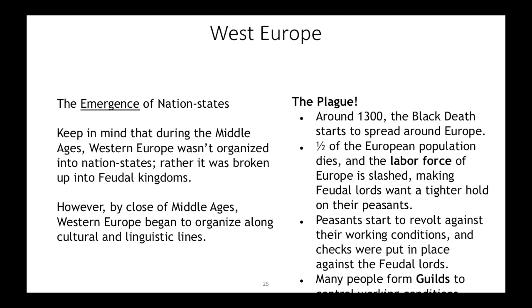So the feudal system eventually gives way to a system of states, and we see the emergence of nation states. Nation states don't develop fully in this time period, and we'll explain what that is. The first nation state actually appears around 1789, and so we'll get to that when we review Unit 5 and Unit 6. But by the close of the Middle Ages, Western Europe began to organize along cultural and linguistic lines. So in essence, they started to organize around national lines, right?